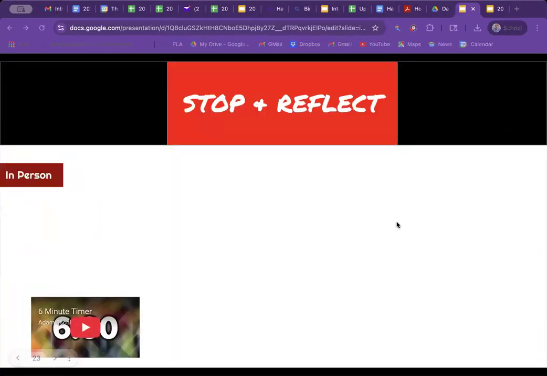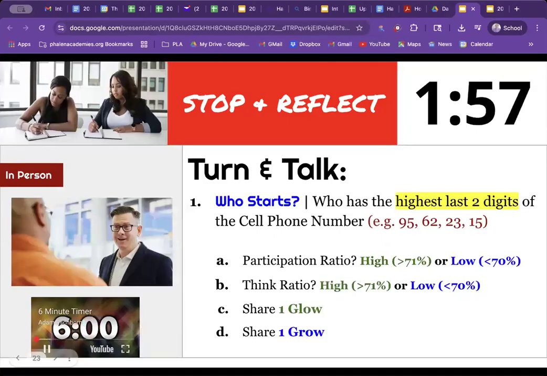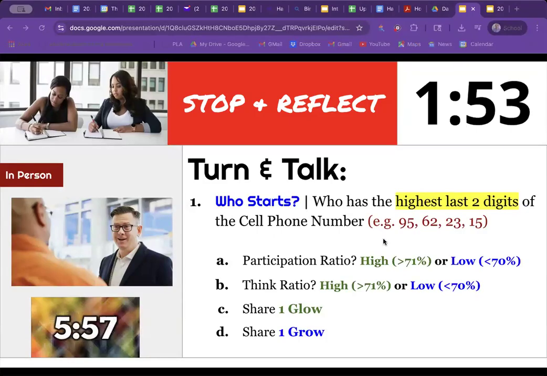Okay, this is for the in-person sessions. Since we just walked out of the classroom, you're going to stop and take the time to reflect on the following topics. Was the participation ratio high? Was the think ratio high? What was one glow and what was one grow? So we're going to give you 2 minutes to do that.